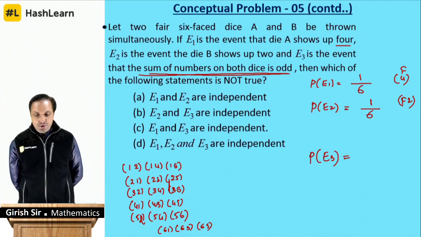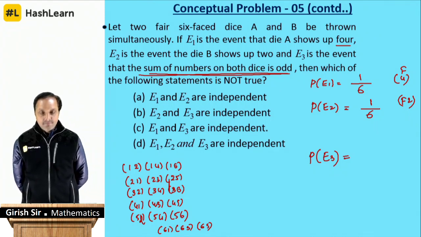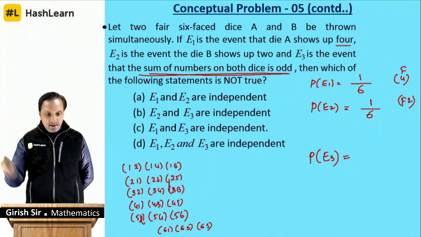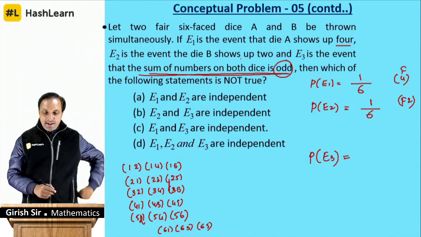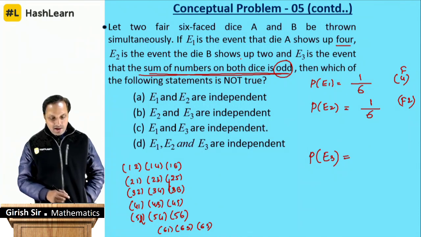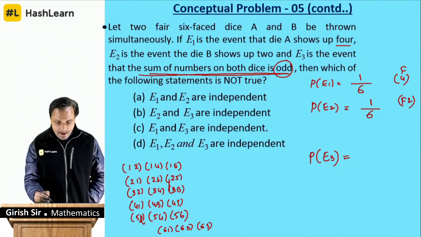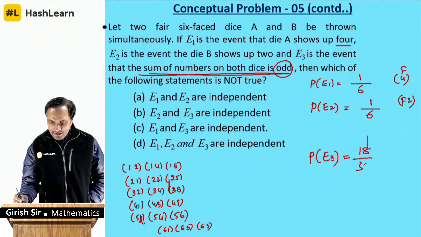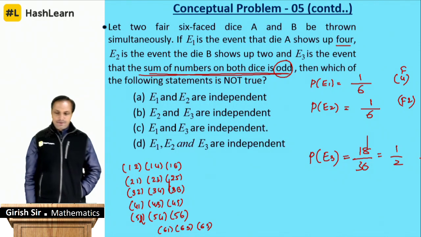So you need to choose the cases where, when you add the numbers on the faces, it gives you an odd number. I have written all the cases where you are going to get odd numbers: 1 plus 2 is 3, 4 plus 1 is 5, 6 plus 1 is 7. If I take 1, 2, 3, 4, 5, 6, that is 6 into 3, which is 18. 18 by 36 is nothing but 1 out of 2. So you will have 1 out of 2 cases.